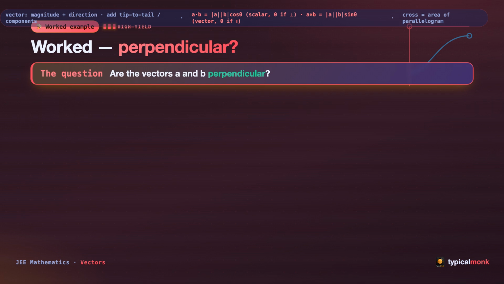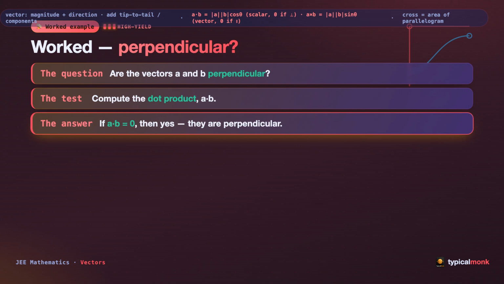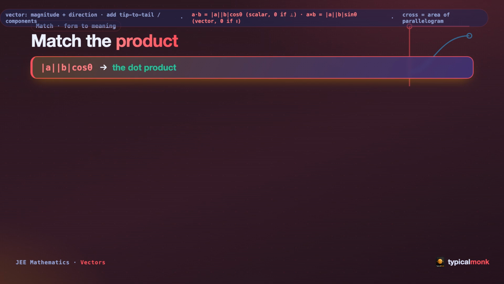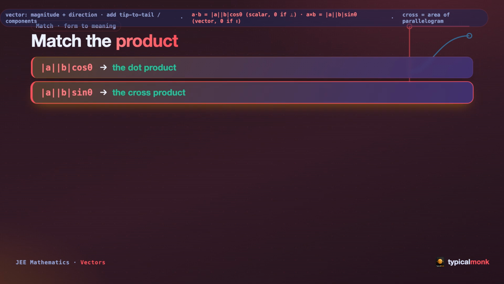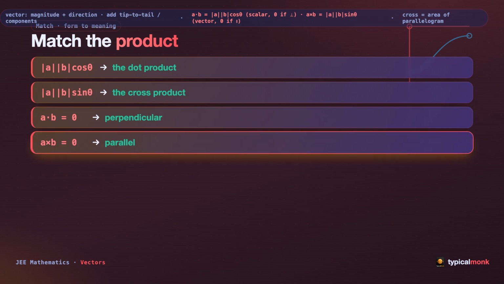Now a worked example. The question: are the vectors A and B perpendicular? The test: compute the dot product, A dot B. The answer: if A dot B is 0, then yes, they are perpendicular. Now match each form to its meaning. The magnitudes times cosine theta goes to the dot product. The magnitudes times sine theta goes to the cross product. A dot B equals 0 goes to perpendicular, and A cross B equals 0 goes to parallel. Four pairs, each worth memorizing.